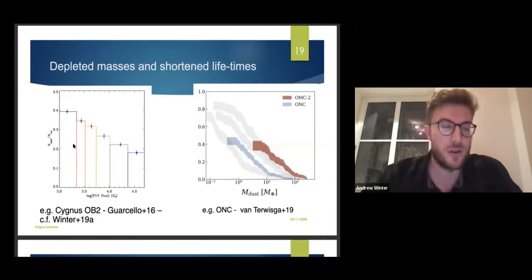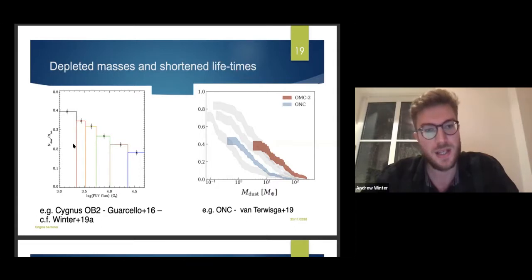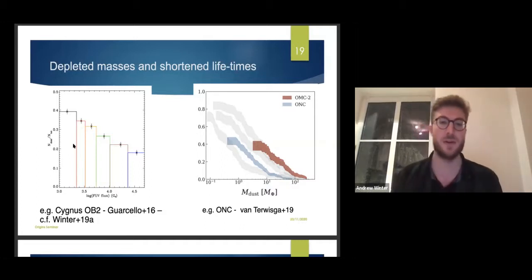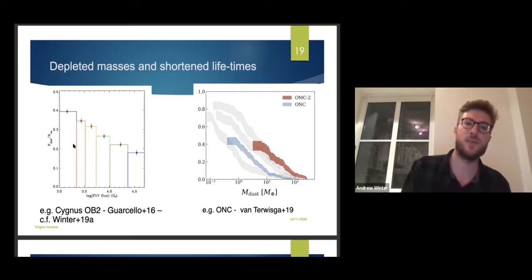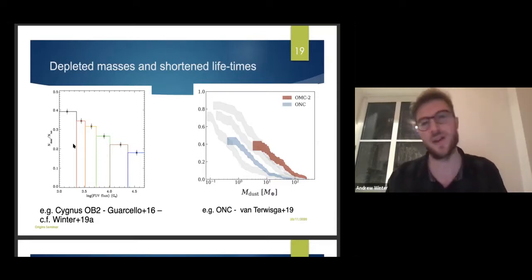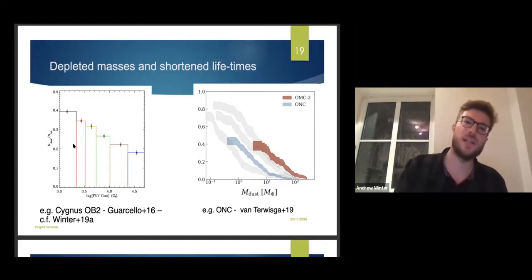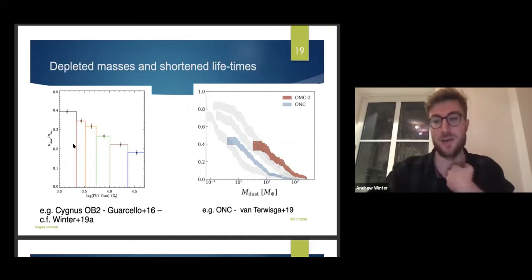Just to very briefly touch on other evidence for external photoevaporation happening, I won't go into it in detail, but we see this in the OB association Cygnus OB2 by Guarcello et al. in 2016. They had a look at the fraction of surviving disks as a function of the FUV flux they experienced, just from the projected FUV flux. And they find a clear monotonic decrease. As you increase the FUV flux a disk is exposed to, you reduce the fraction of surviving disks. And given that Cygnus OB2 is a particularly low density region, this can't really be dynamical encounters between stars. This really is pointing towards FUV, or EUV, but probably FUV induced photoevaporation of the protoplanetary disks in that region.